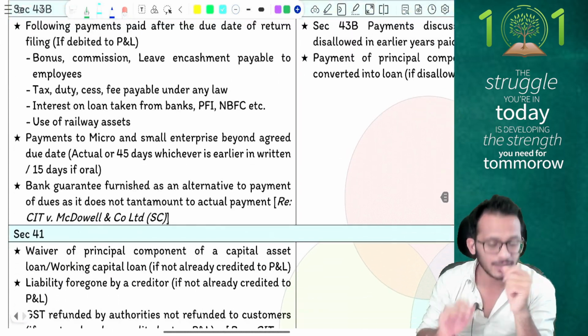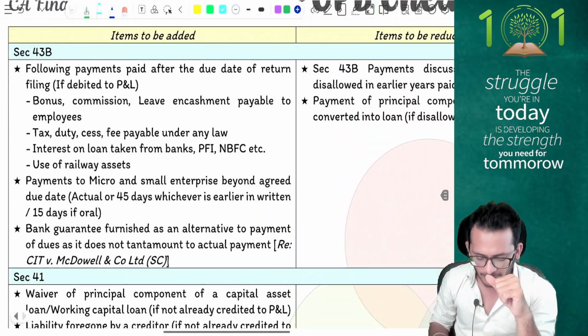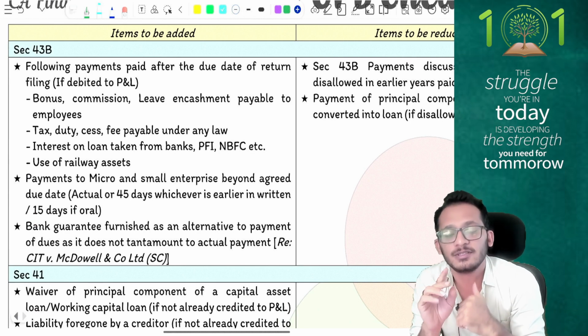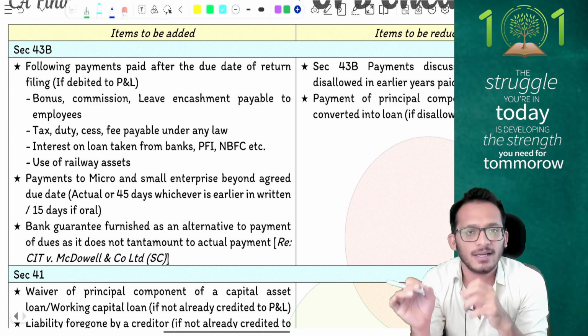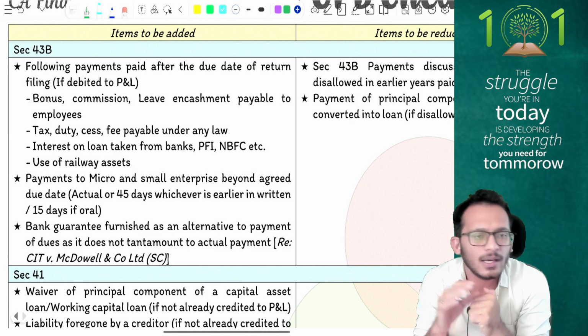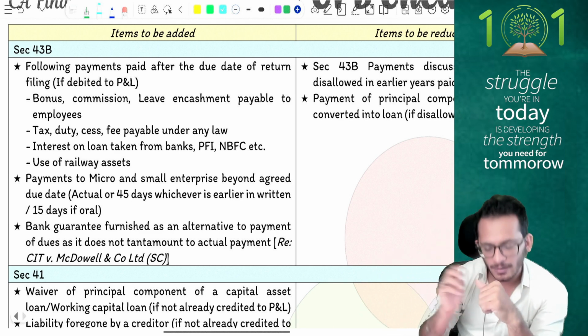After 48(9) comes the critical one, people, something called 43(b), one of the most tested items in exams. 43(b) basically comes and gives you a list of items which have to be paid on or before the due date of return filing. If you have not made these payments before the due date of return filing, these payments will get disallowed and will be allowed in the year in which the payment is made. What are the items, people?